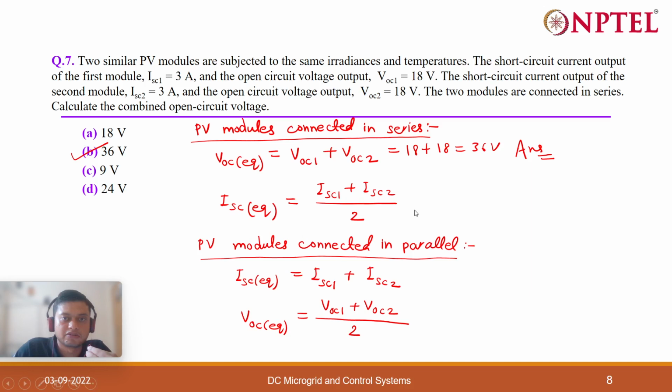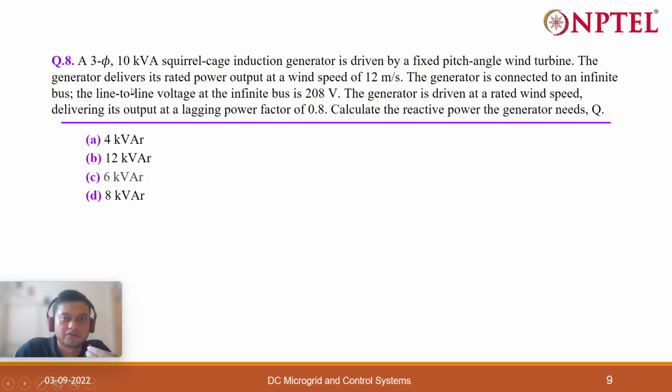Now let us see the 8th number question. A 3-phase 10 kVA squirrel cage induction generator is driven by a fixed pitch angle wind turbine. The generator delivers its rated power output at a wind speed of 12 meter per second. The generator is connected to an infinite bus. The line to line voltage at the infinite bus is 208 volt. The generator is driven at a rated wind speed, delivering its output at a lagging power factor 0.8. Calculate the reactive power the generator needs, that is Q.